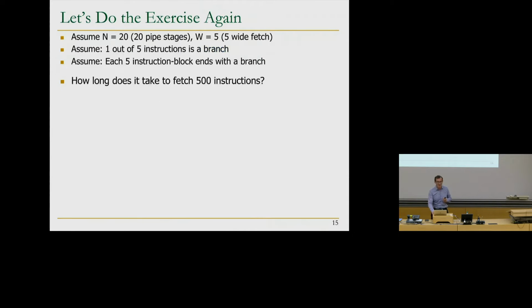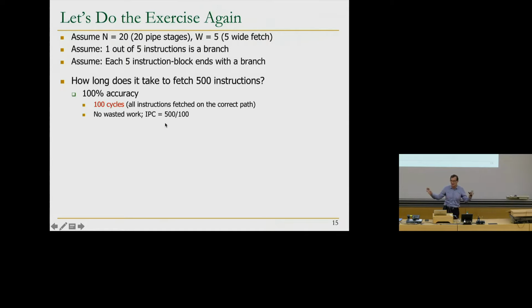How big is the branch problem? I'm going to remind you of the exercise we did with higher prediction accuracy numbers. We have 20 pipeline stages. We're fetching 5 instructions per cycle. 1 out of 5 instructions is a branch, which means that there are 100 branches that we're fetching, and each 5-instruction block ends with a branch. How long does it take to fetch 500 instructions? If you have 100% accuracy, you're fetching 5 instructions per cycle. Basically, everything finishes in 100 cycles because you don't mispredict anything. So your IPC is perfect, assuming there are no data dependencies or other stalls, of course.